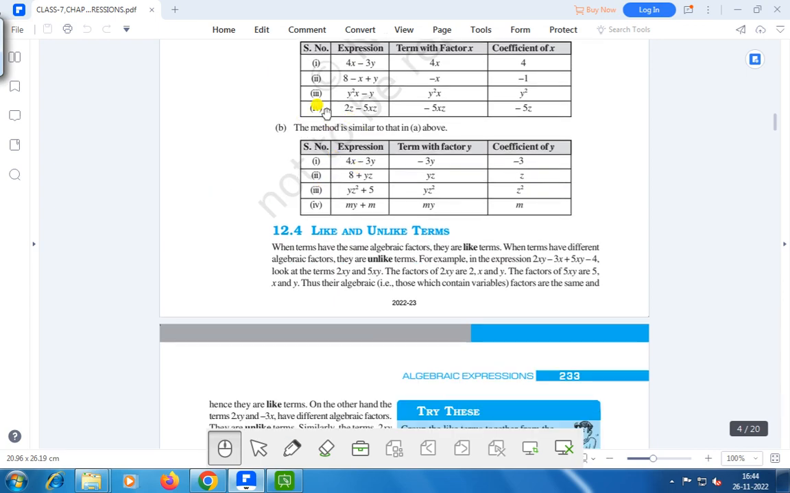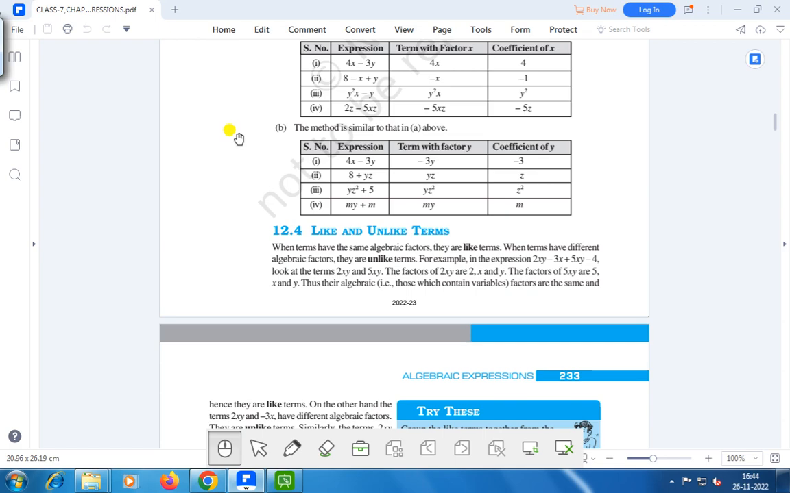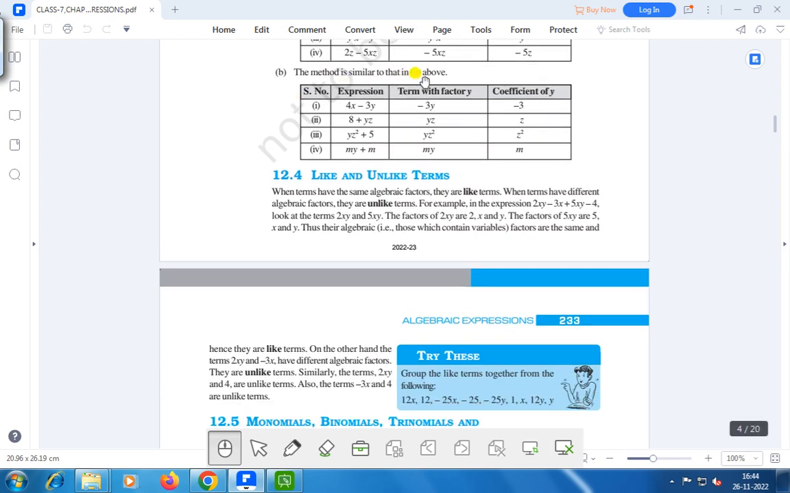In this example, you also say here 4x minus 3, that is term with factor x, 4x, and the coefficient of x is 4. Term with factor x is minus x, and coefficient is minus 1. Y square x minus y, that is y square x, coefficient of x is y square. 2z minus 5xz, coefficient of x is minus 5z. The method is similar to that above. Here is 4x, the same way.